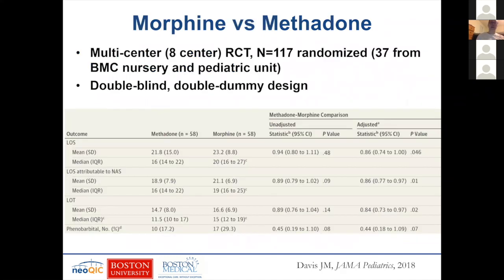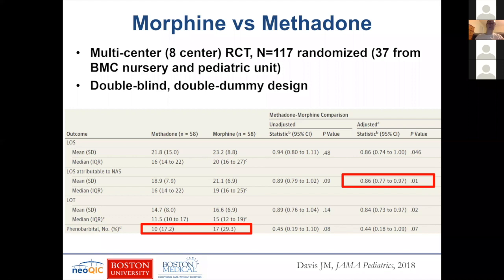So morphine versus methadone. There have been two studies, one of which was a multi-center randomized trial comparing these two medications. It was a double-blind, double-dummy study, and BMC was one of the sites. What it found was a slight decrease in the total length of stay in the methadone group and a decrease in length of treatment. Also, though it wasn't statistically significant, fewer infants in the methadone group required phenobarbital.